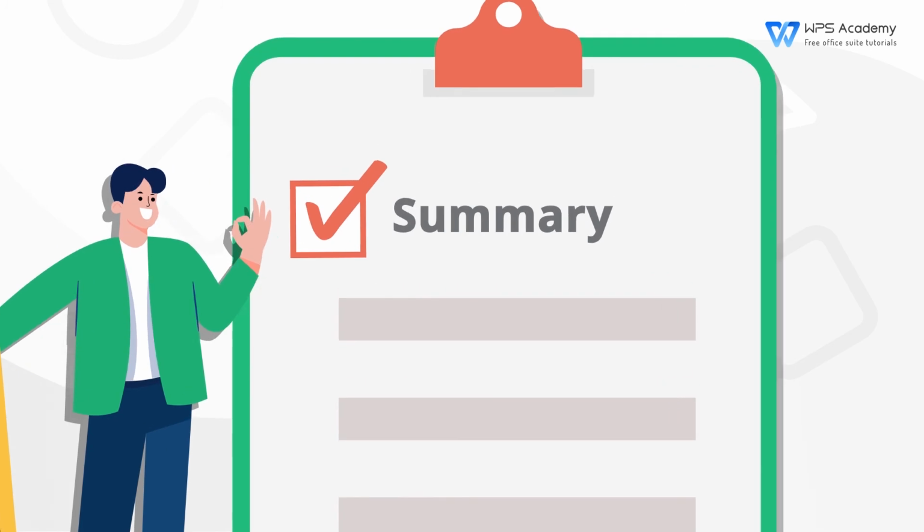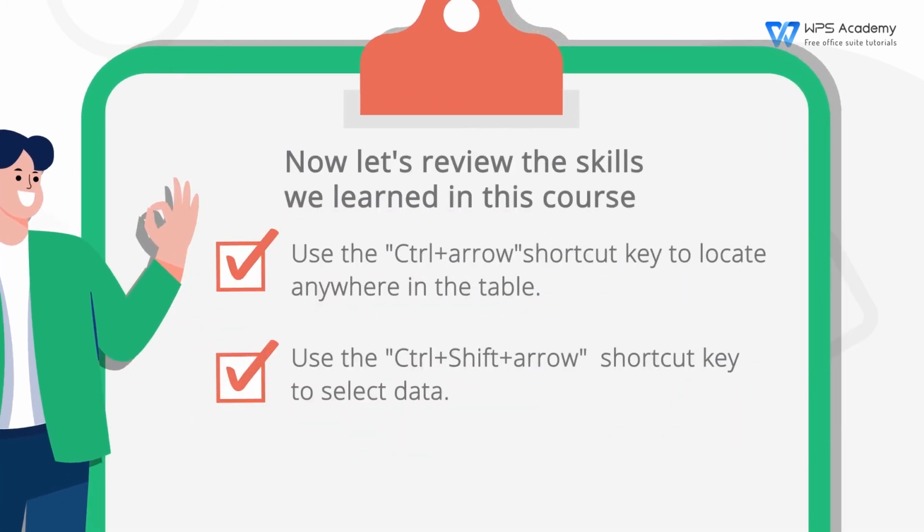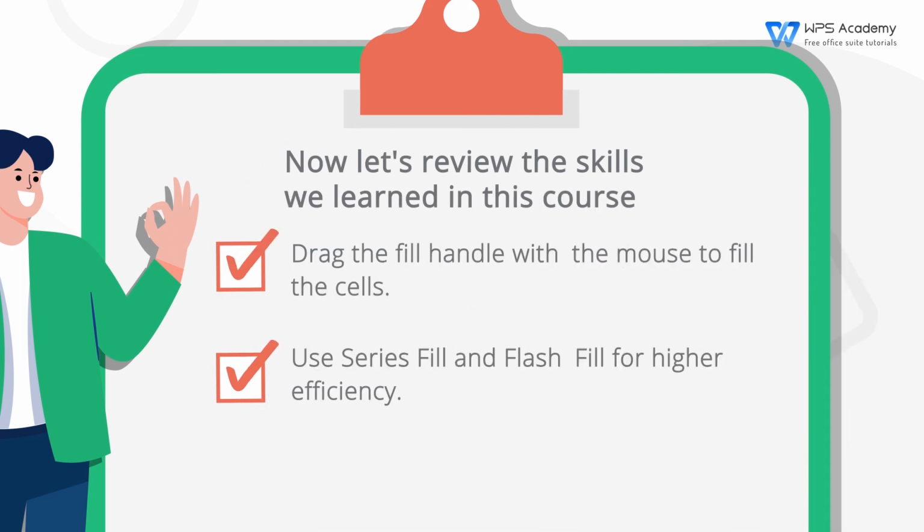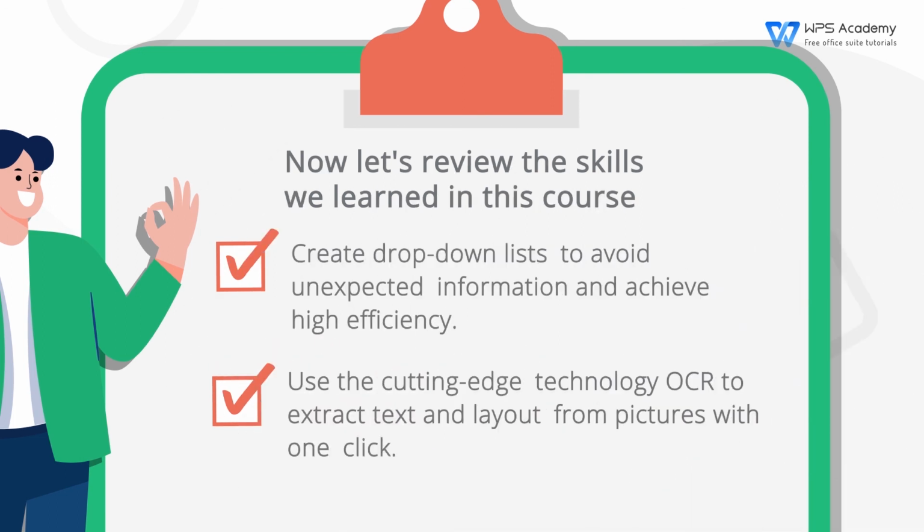Now let's review the skills we've learned in this course. 1. Use the Control Arrow shortcut key to locate anywhere in the table. Use the Control Shift Arrow shortcut key to select data. 2. Drag the fill handle with the mouse to fill the cells and use series fill and flash fill for higher efficiency. 3. Create drop-down lists to avoid unexpected information and achieve high efficiency. 4. Use the cutting-edge technology OCR to extract text and layout from pictures with one click.